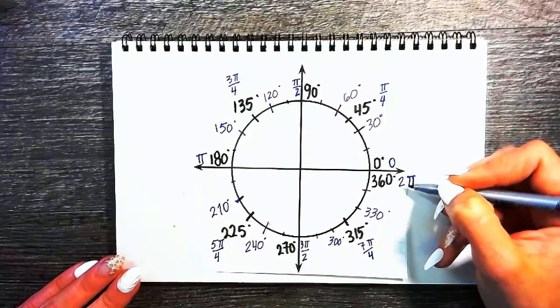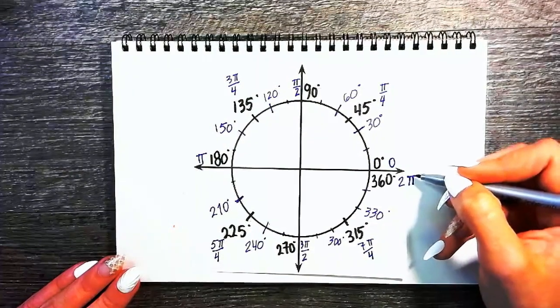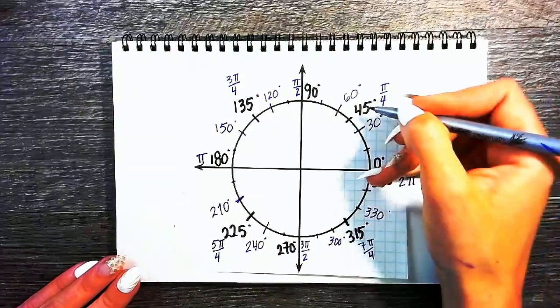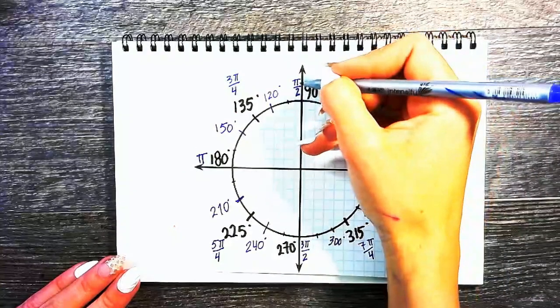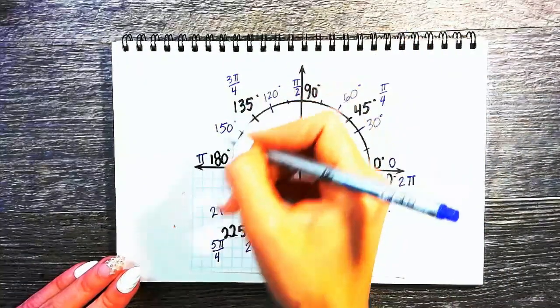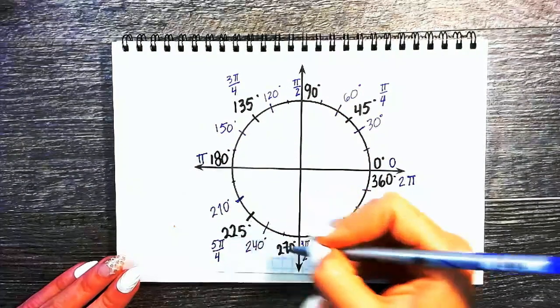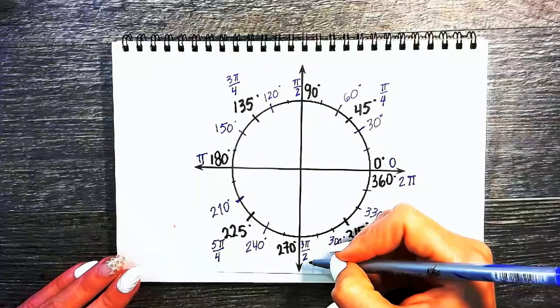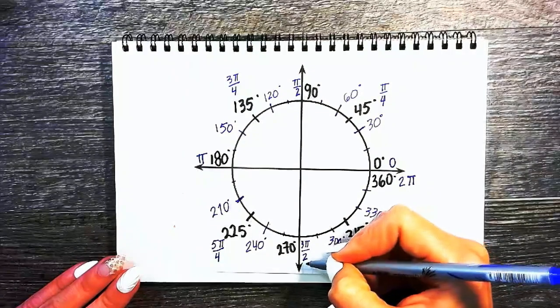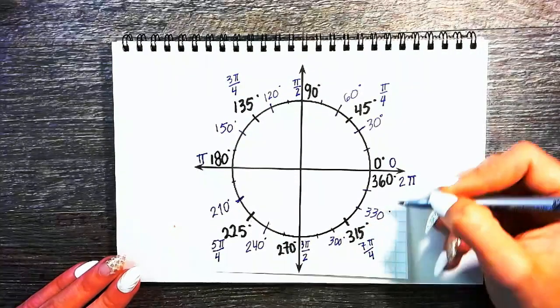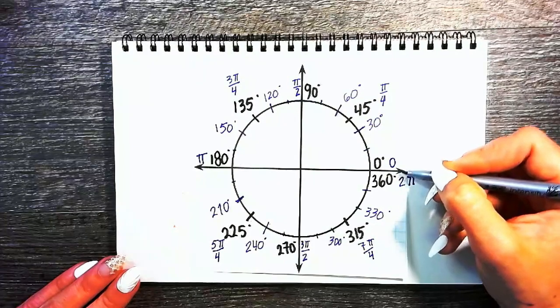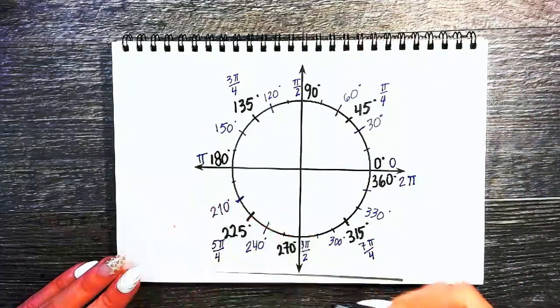Now, radians are actually much easier for us to keep going around and find where something like 9 pi over 4, 10 pi over 4, 11 pi over 4, 12 pi over 4, which is 3 pi, 13 pi over 4, 14 pi over 4, which is actually 7 pi over 2, 15 pi over 4, 16 pi over 4, which is 4 pi, and so on.